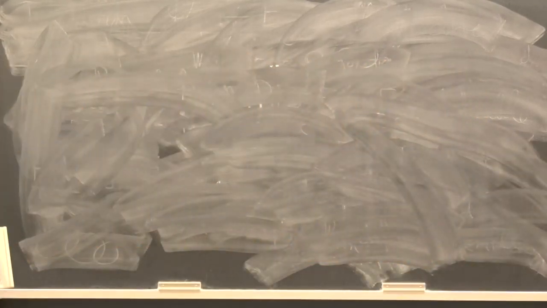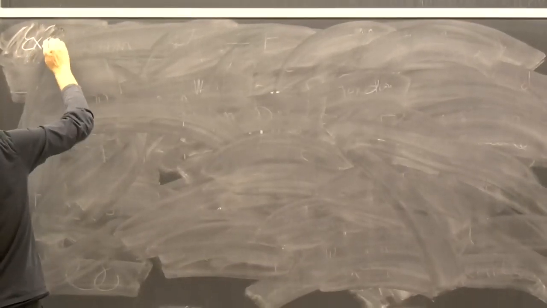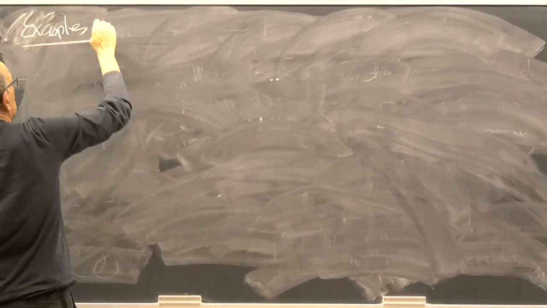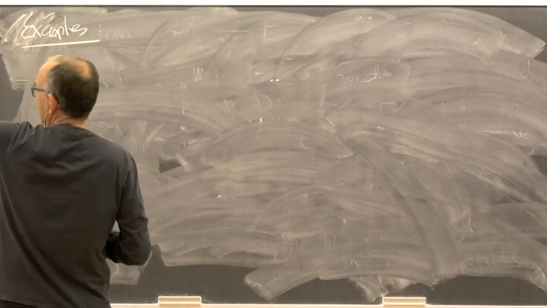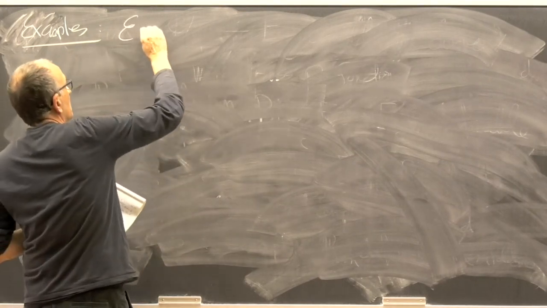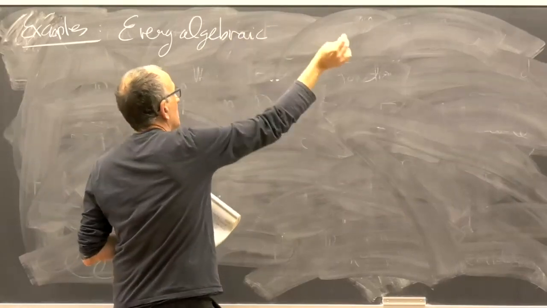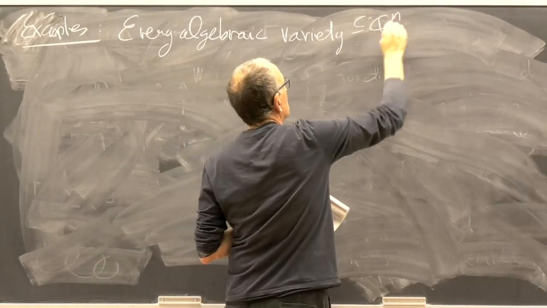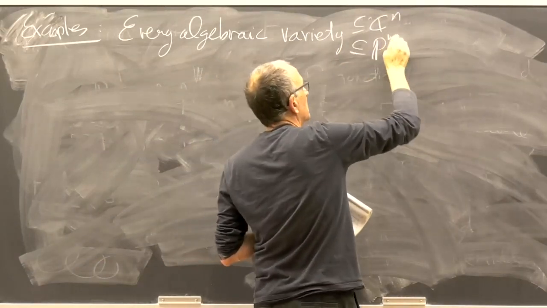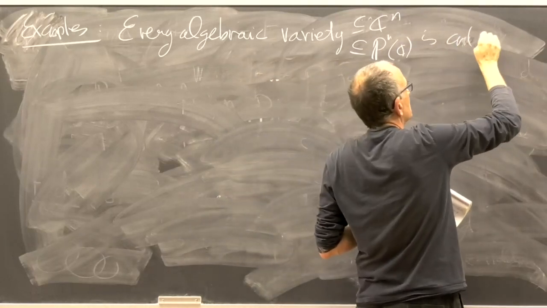So again, examples. Of course, every algebraic variety is given actually by one chart, by one set like this. So every algebraic variety in C^N or P^N(C) is an analytic set, a definable analytic set, of course.